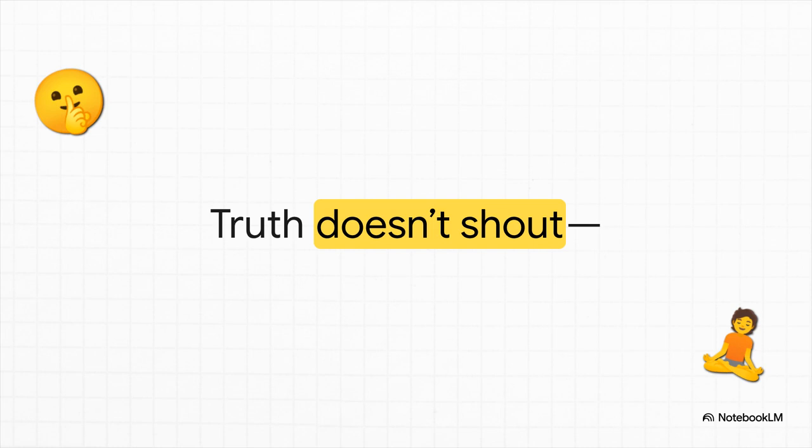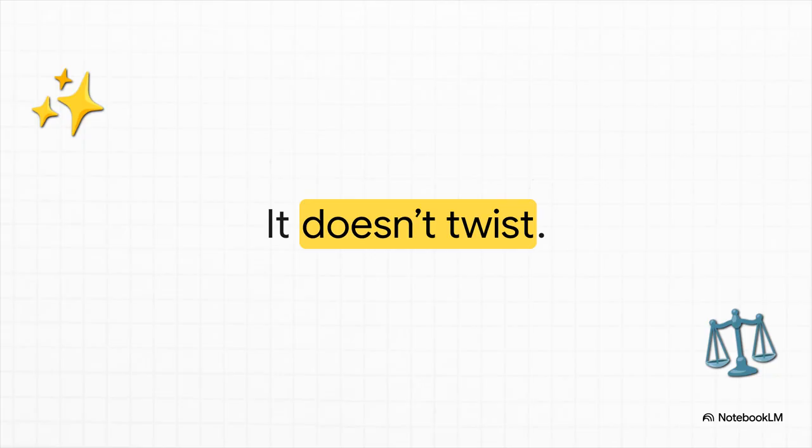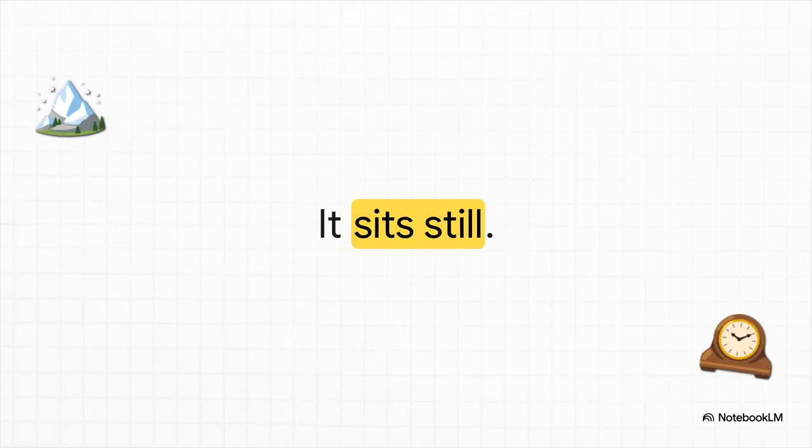It says, "Truth doesn't shout." And it continues on that same theme. The idea is that truth doesn't need to be bent or manipulated to convince you. It just is. It doesn't twist. And here's really the heart of the whole thing. This is the core message about how truth behaves. It sits still. That suggests this kind of stability, this patience. That is the exact opposite of that urgent "buy now" feeling from the ad.